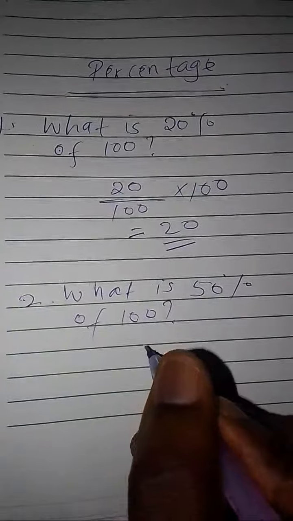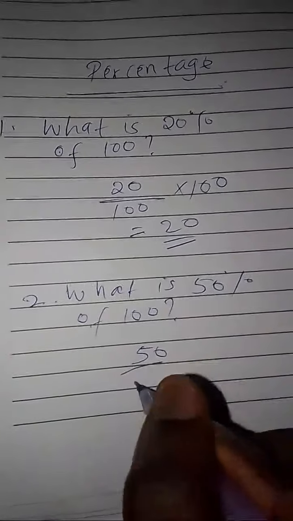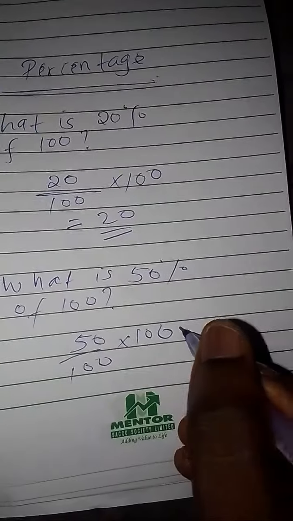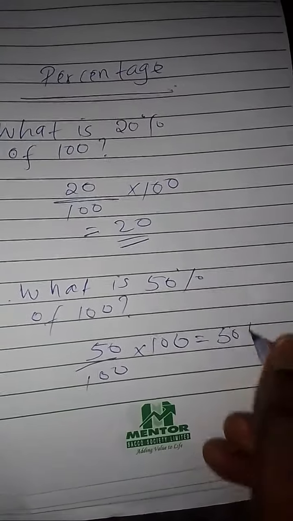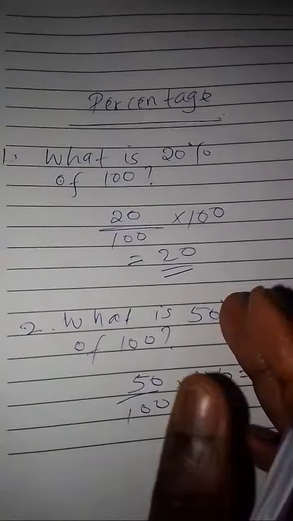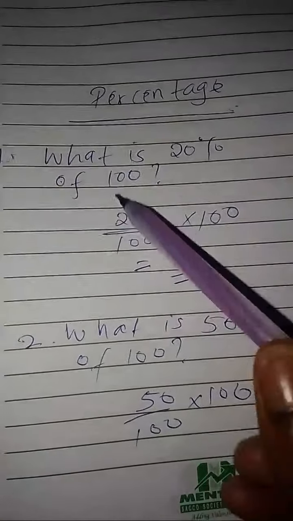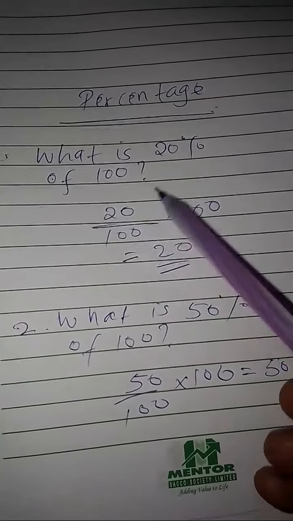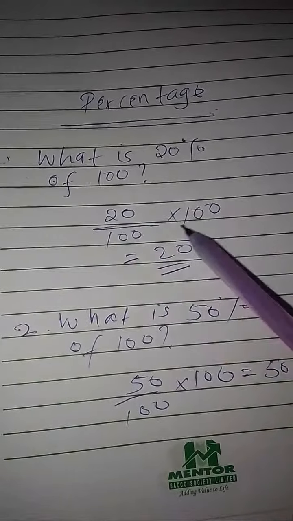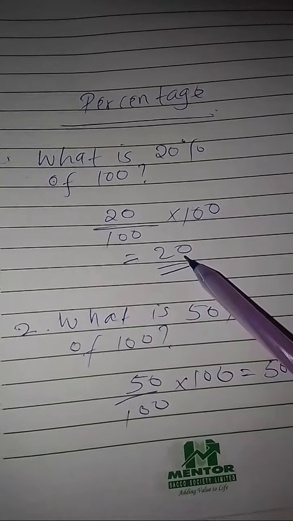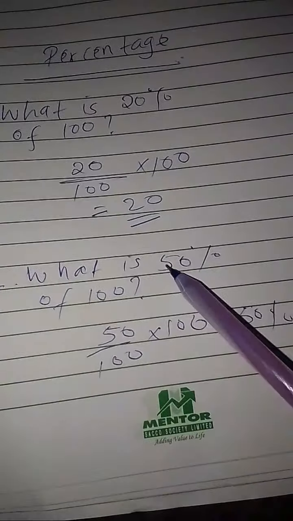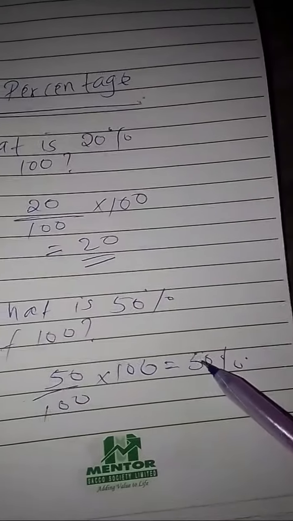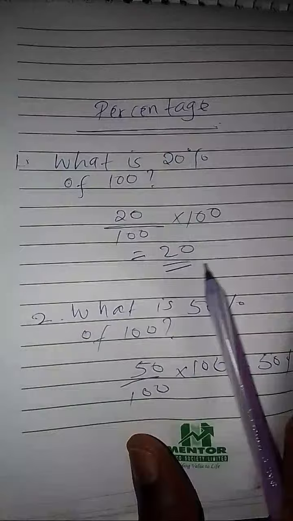So here we shall have 50 over 100 times 100. So our answer here shall be 50. So that is how we work out the percentage. Like, what is 20% of 100? We pick 20, then divide by 100 times 100. So the answer shall be 20. Same way, what is 50% of 100? It is 50 out of 100 times 100, and the answer is 50.